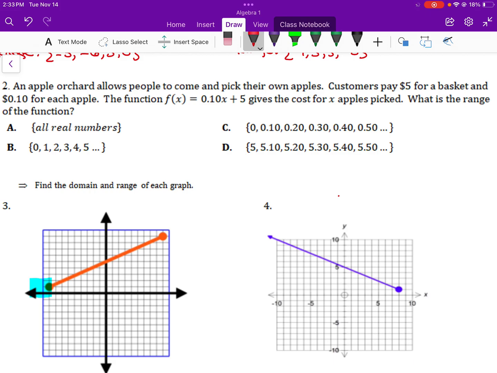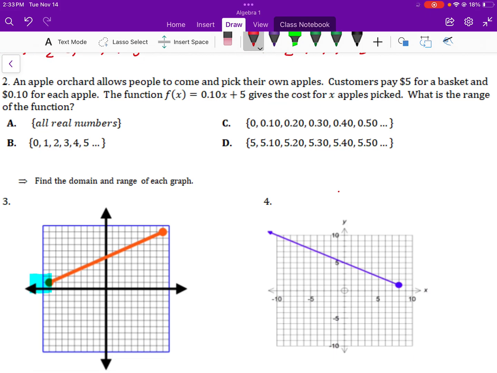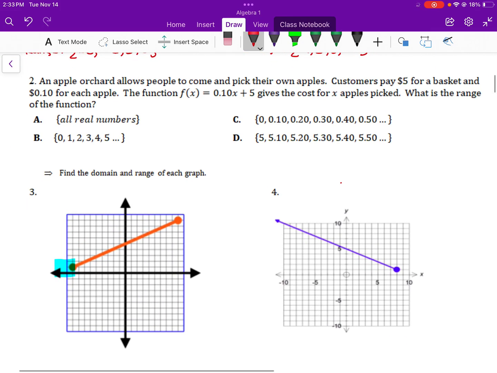Okay, this next one is telling us that we have an apple orchard, allowing people to come and pick their own apples. Customers pay $5 for a basket and 10 cents for each apple. We have a function that represents the cost for the apples picked, and we want to find the range of the function. So considering that the range is the output, okay, and it's telling us that the function gives the total cost for apples picked.